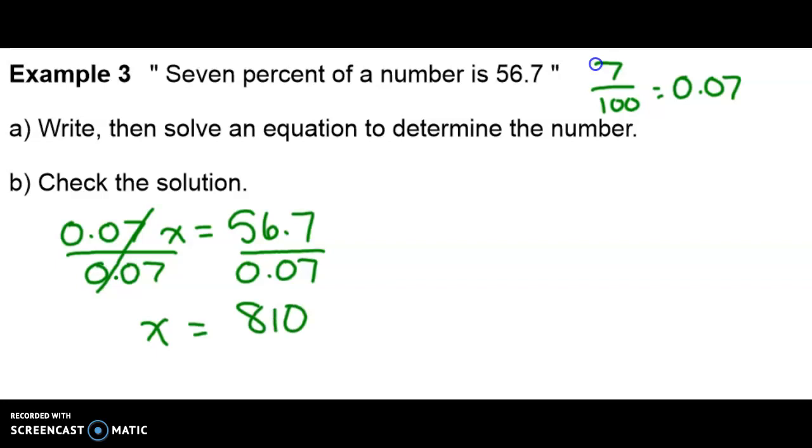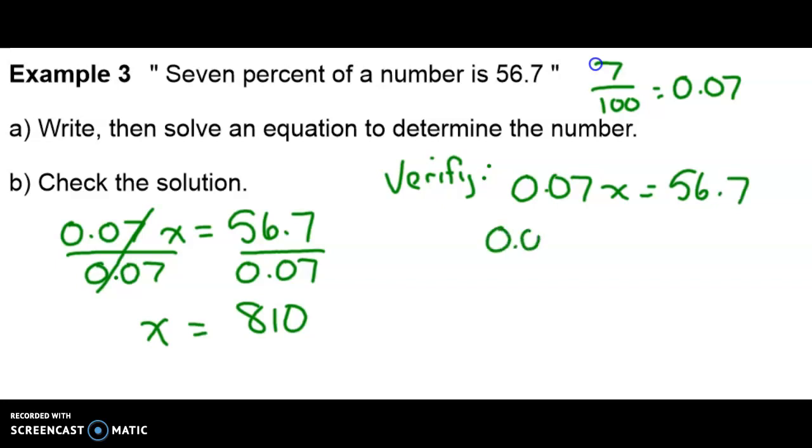We also want to check the solution, so we're going to verify our answer. We do that by putting it back into the original equation, 0.07x equals 56.7. So we're going to say 0.07 times 810 equals 56.7. Again, use your calculator to help you out. And 0.07 times 810 works out to be 56.7.